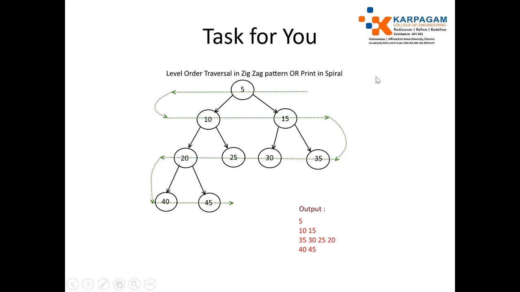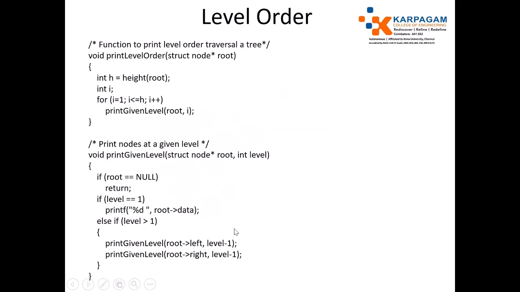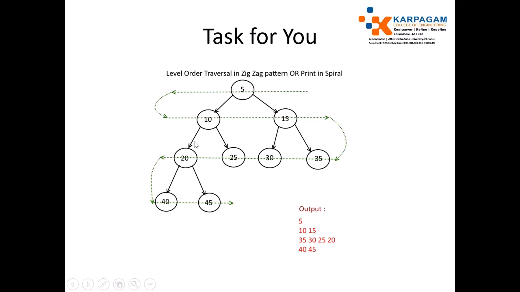This is one task for you. Print the data in zigzag format. Actually, in level order traversal, you print the data in the order 1, 2, 3, 4, 5, 6, 7. Similarly, this is 5, 10, 15, 20, 25, 30, 35, 40, 45. But I need to print the data in zigzag manner. First print 5, then print 10, 15, then followed by 35, 30, 25, 20, followed by 40, 45.